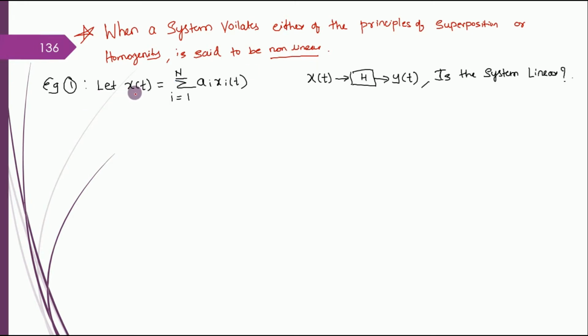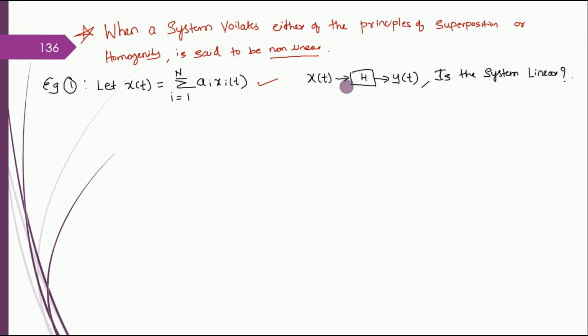Now I am taking an example, x of t. Here it combines both homogeneity as well as superposition. For example, a is a scaling factor, so homogeneity I am testing, and the summation is a sum of, or composite, signal. If n is equal to 2, i equals 1 and 2. So a1 x1 of t plus a2 x2 of t. So it checks both superposition as well as homogeneity. That's why I took this.